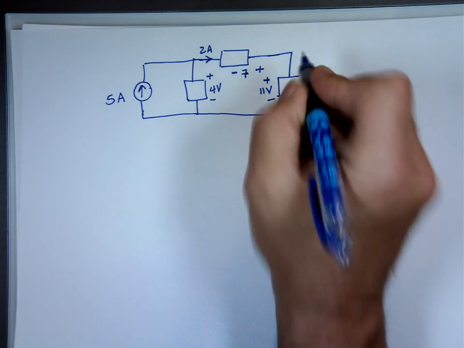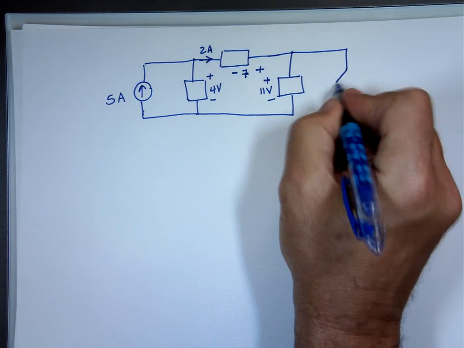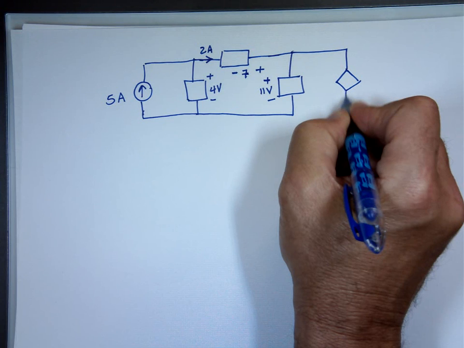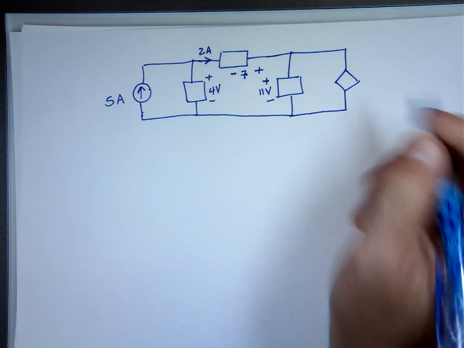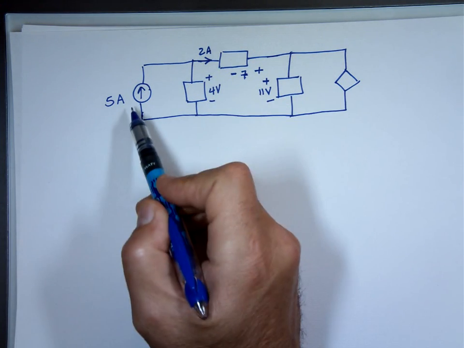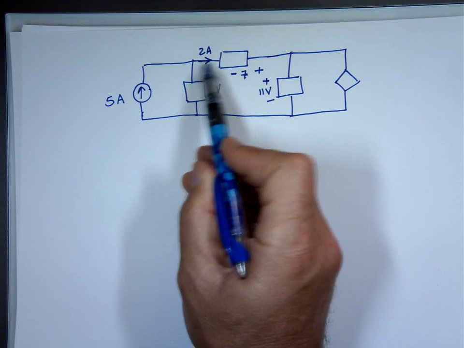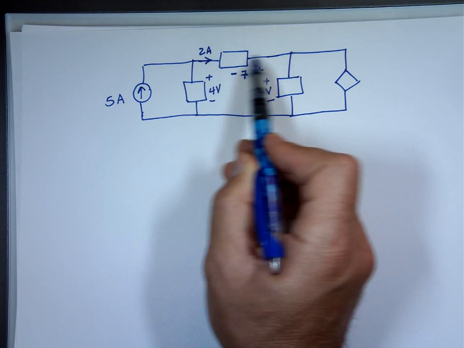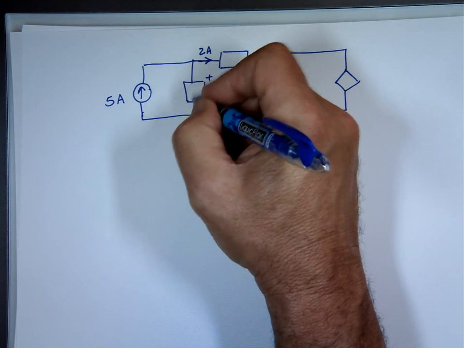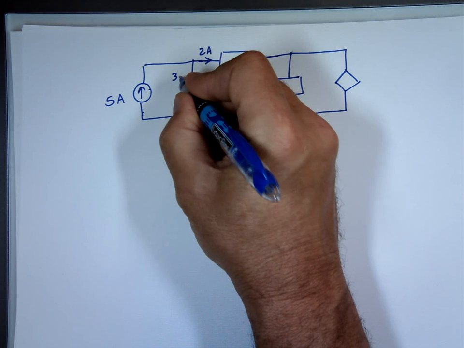Let's put a dependent source here. It's a current dependent source. By the way, while I'm at it, let's look at this current, the 5 amps. I'll come back with numbers here. That 5 amps is going to come to this junction, is going to split. If you get 2 amps going this direction, what do you have coming down? 3. Has to be 3. 3 amps coming down.